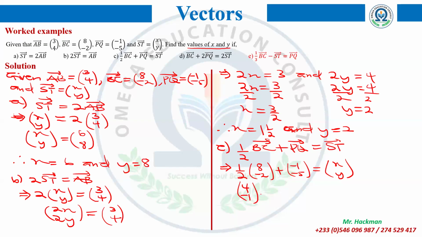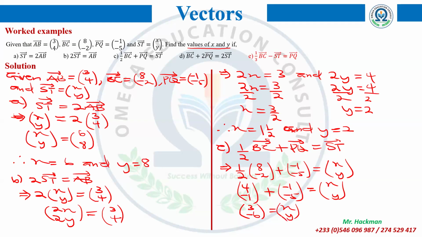Then plus this one, you don't do anything to it: (-1, -5). So this side, we are just performing algebra, which we know how to deal with, because we were taught in the previous lesson. At this point, we know how to write this as a single vector by using algebra. So we sum these two vectors: 4 plus -1 gives us 3, then -1 plus -5 gives us -6, and that should be equal to (x, y).